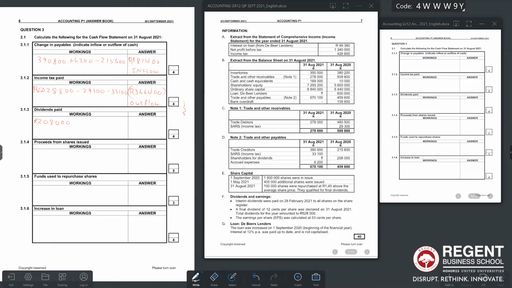I'm looking at information D. A final dividend of 12 cents per share was declared on the 31st of August. I need to know at the end of the year, how many shares did I have in issue?